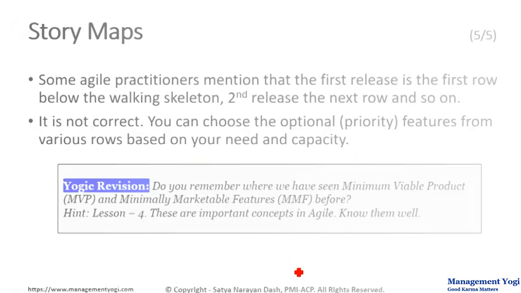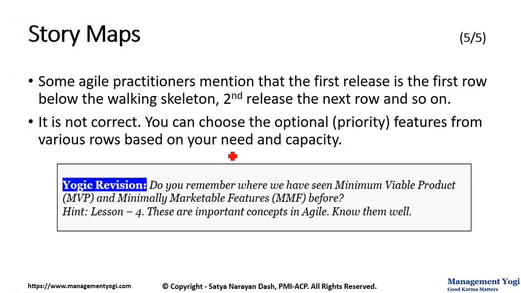Related to this, I have a tip in the form of a question. I have already given that tip. So here the question back to you is, do you remember where we have seen minimum viable product or MVP and minimally marketable features or MMF before? We have seen in lesson 4, there I have explained MMF and also I have differentiated between MVP and MMF. So along with this video, I would suggest that you go back and revisit that particular video if you do not remember. And in fact, it is a good time to revisit because these are important concepts in Agile and you should know them well.